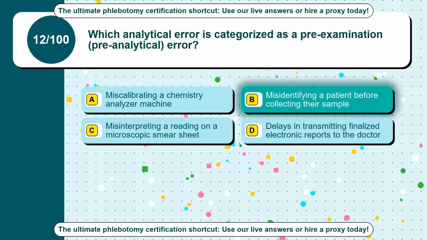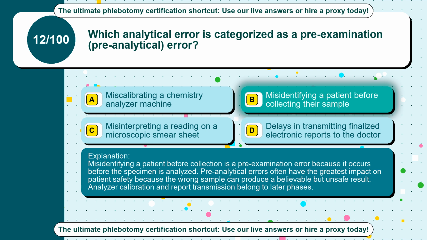The correct answer is option B. Misidentifying a patient before collecting their sample. Misidentifying a patient before collection is a pre-examination error because it occurs before the specimen is analyzed. Pre-analytical errors often have the greatest impact on patient safety because the wrong sample can produce a believable but unsafe result. Analyzer calibration and report transmission belong to later phases.